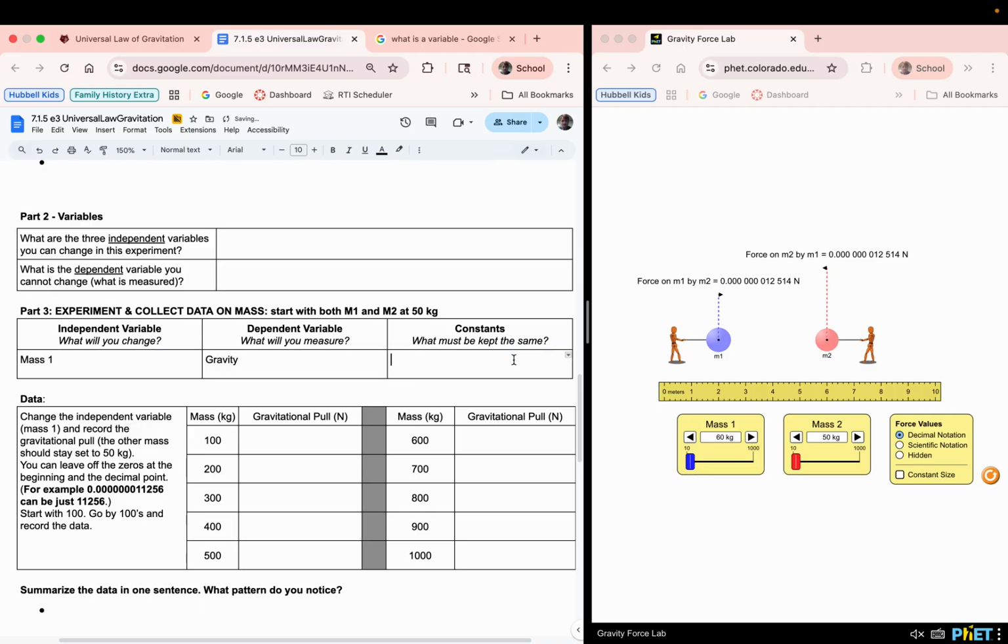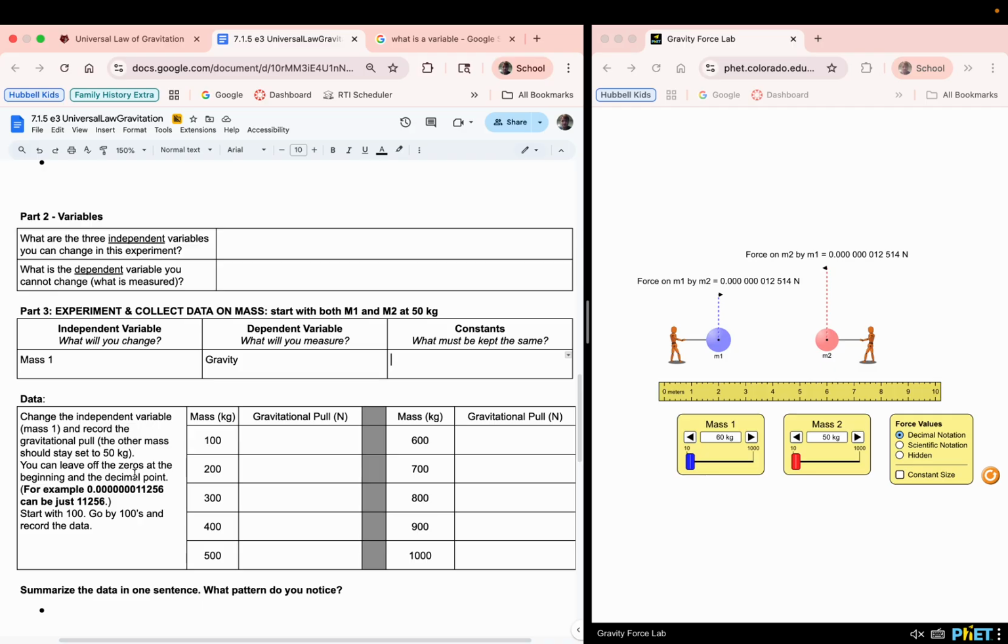Constants. You can list temperature, all those other things that we've talked about, atmospheric pressure. These are all constants, but the most important ones that I want you to write down for this assignment are, as you can see, the mass is staying the same. Okay? Or, sorry, the distance is going to stay the same. So if you look right here, change the independent variable of mass 1, record the gravitational pull.